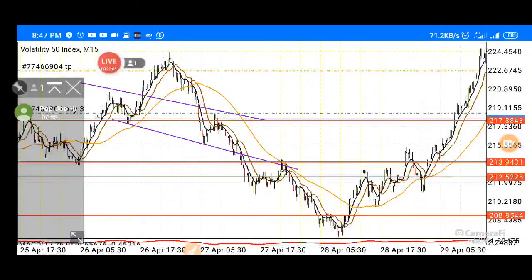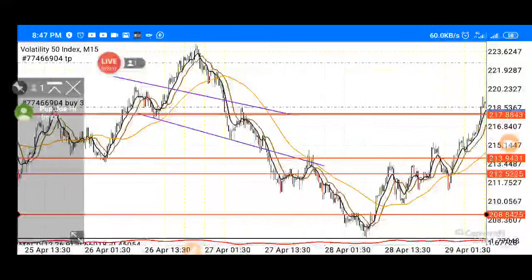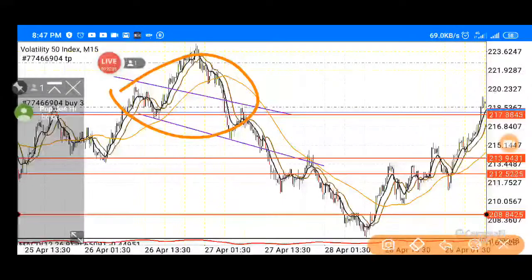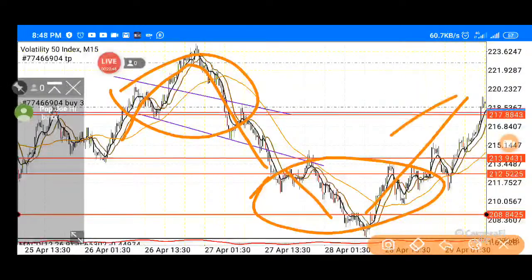So now to inverse head and shoulders. Inverted head and shoulders is the same thing as head and shoulders, but the only difference is that you find head and shoulders on top of a bullish market, while you find inverse head and shoulders below a bearish market. So head and shoulders leads a market from a buy down to a sell, while inverse head and shoulders leads a market from a sell back to a buy.